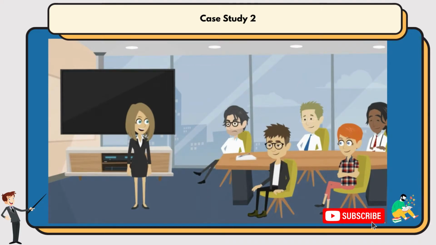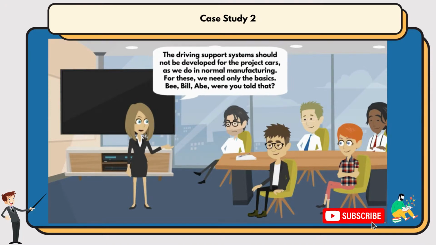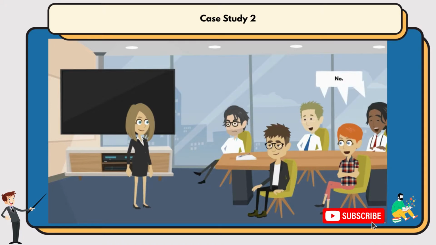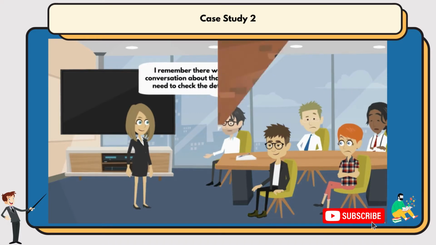"Jeff, Arthur," Ray exclaims. "I know what our root cause is. I feel a disturbance in the scope. The driving support systems should not be developed for the project cars as we do in normal manufacturing. For these, we need only the basics. Bill, B and Abe, were you told that?" They all look at each other and respond together. "No?" Arthur interjects. "I remember there was some conversation around that, but I need to check the details."